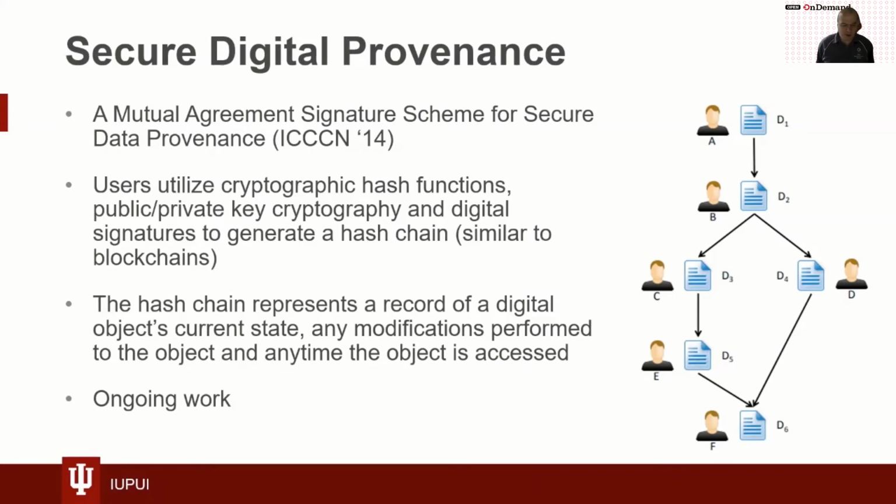So what this hash chain does is it records the ownership of a digital object, that digital object's current state, and any modifications performed upon that digital object, as well as when a user is trying to access that digital object. So this will be valuable to integrate into the database component of the OpenMRS image, and this is ongoing work, as I mentioned.